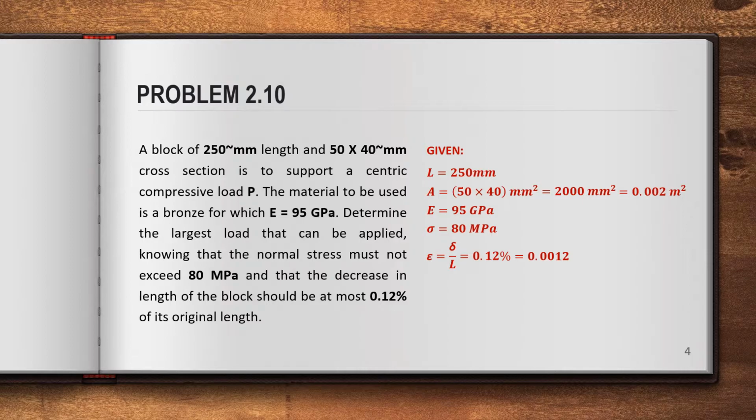Our goal here is to find the largest load that can be applied to the block, and we have two conditions here that we need to consider, which is based on stress and strain. That means we have two separate solutions due to these two conditions, but the minimum value of these two will be considered as our allowable load or as the maximum load. The solutions will be shown in this portion, step by step, so I hope you pay attention to it.